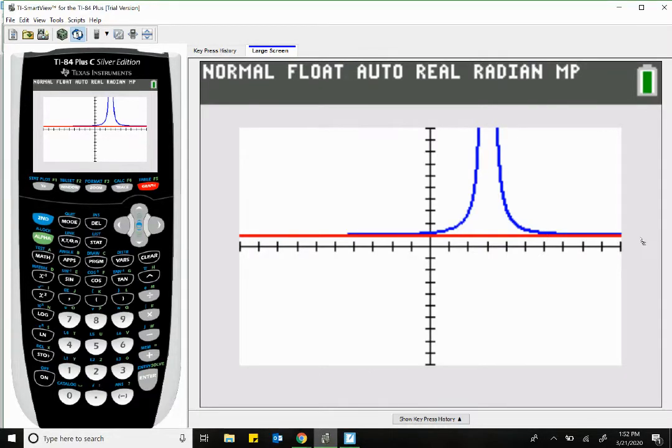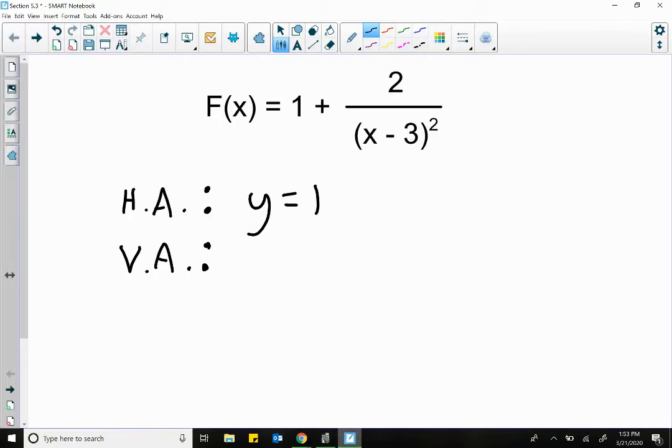It's going to get really, really close to that line, but it's not going to cross it. So that's a horizontal asymptote. And then we had that vertical asymptote that's right here at 3, where the x value is 3. And that is actually how we write our vertical asymptote: x equals 3. So all horizontal asymptotes are written as y equals a number. All vertical asymptotes are written as x equals a number.